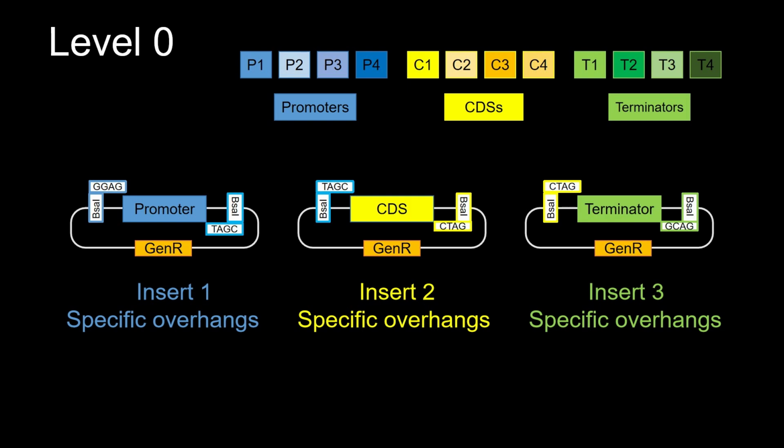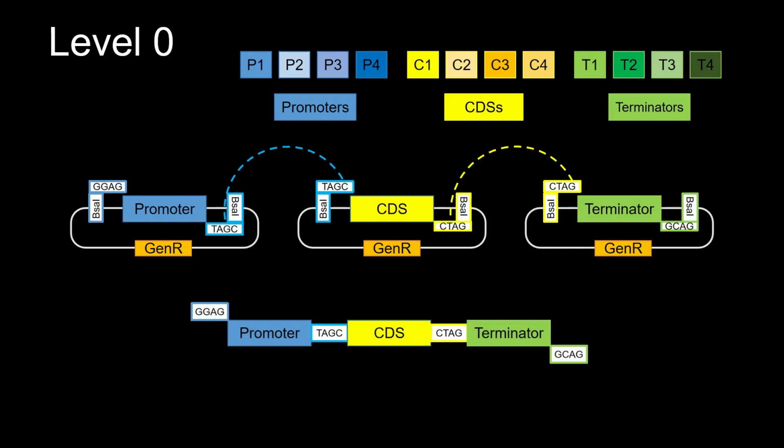The assembly relies on sequential compatibility. The 3' overhang of a preceding insert is identical to the 5' overhang of the following one. This logic enforces linear assembly and prevents misligation.